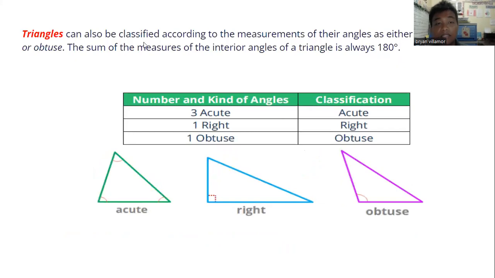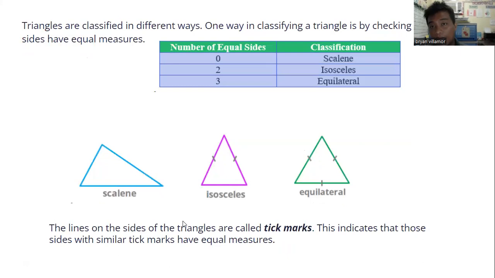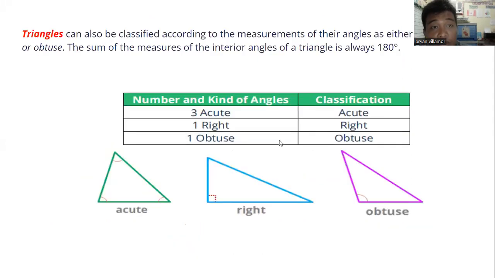Next, triangles can be classified according to the measurements of their angles as either acute, right, or obtuse. The previous triangles can also be classified according to their angle measures. Three acute angles means an acute triangle, one right angle means a right triangle, and one obtuse angle means an obtuse triangle. The sum of the measures of the interior angles of a triangle is always 180.